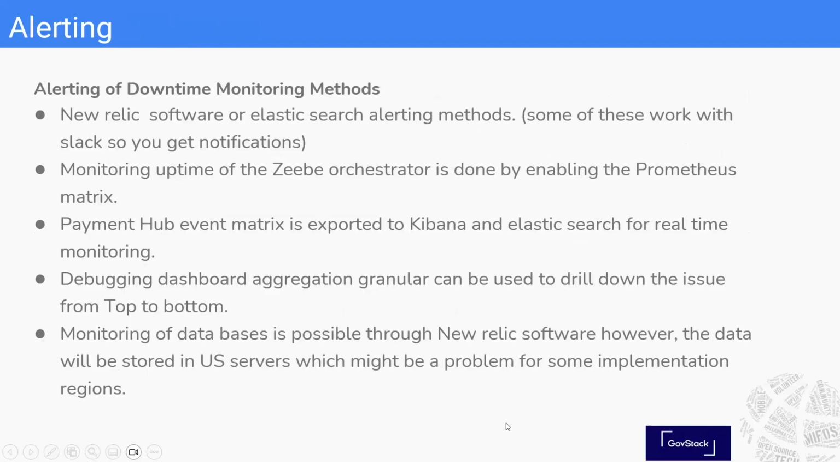If we look at alerting, again, we use New Relic, as we say. Equally, Elasticsearch has alerting mechanisms within it, and those can work with Slack and they can work with email. I think they can even work with text, if I remember correctly. So you can get lots of different notifications if you need to. You also want to probably monitor the uptime of the ZB orchestrator, and that's done through that Prometheus matrix.